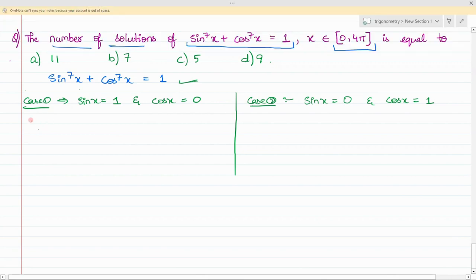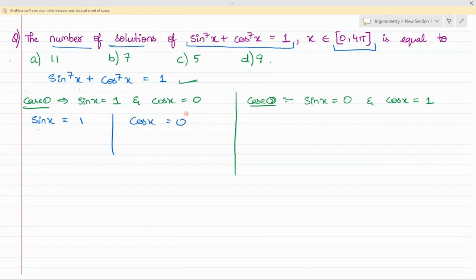So here sin x is equal to 1 and cos x is equal to 0. For sin x is equal to 1, what will be the general solution? x is equal to 4n plus 1 times pi by 2, where n belongs to all the integers. Similarly, if cos x is 0, x will be 2n plus 1 times pi by 2, where n belongs to all the integers. Now, as it is an AND, we need to take the common solutions from these two.